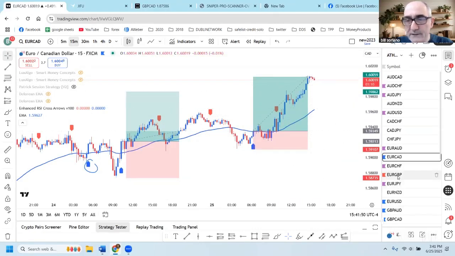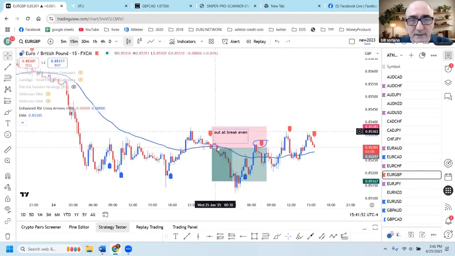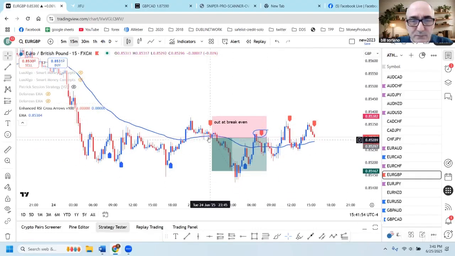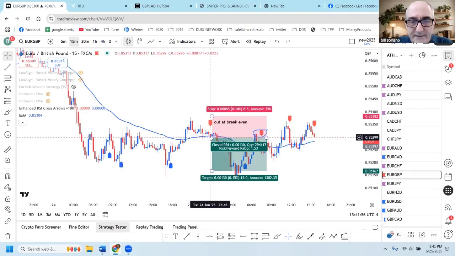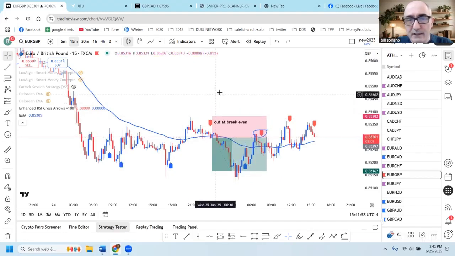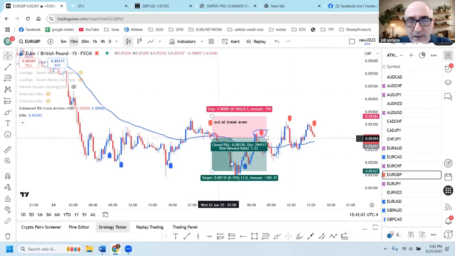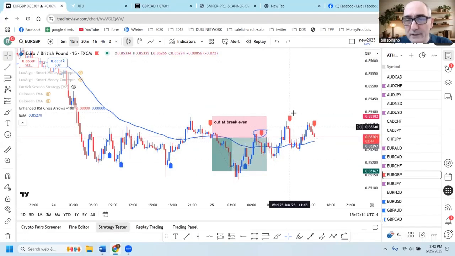So another one here is EURGBP. This one right here, this was a confirmed trade idea last night at about 11:45 p.m. And what happens is it gets up by 1.5%. We would move our stop loss to break even. You could see it comes back and we're out of the trade at break even. And then after that, it starts kind of going up.